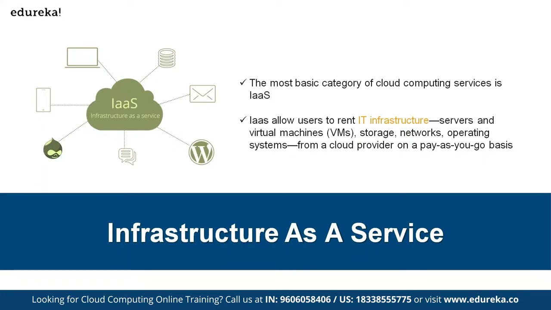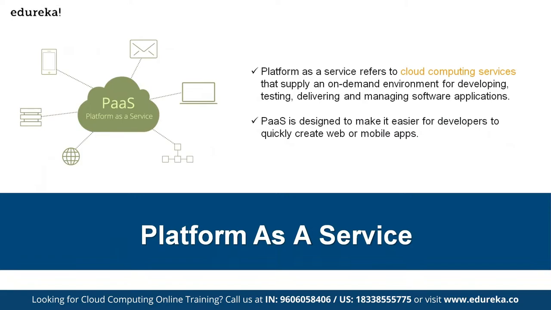Now let's try to understand. When we talk about infrastructure as a service, it is on-demand or pay-as-you-go IT infrastructure that you get in terms of your services. You get servers and virtual machines, you get storage, you get networks, you get an OS from a cloud provider. With PaaS, or platform as a service, you get an on-demand environment for developing, testing, delivering, and managing software applications. When you subscribe to infrastructure as a service, all you get is just the bare bone infrastructure, right? Which was basically your VMs and servers, along with storage. But you still need a platform on top of that to build your applications.